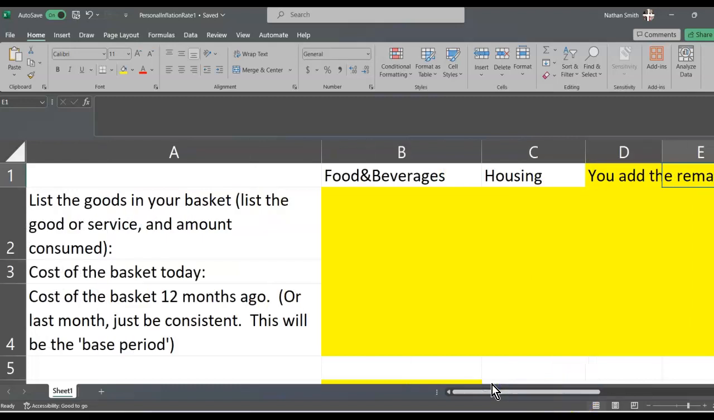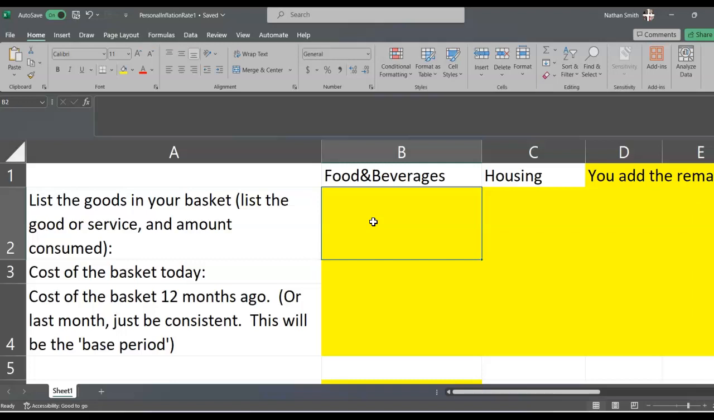What you're then going to do next is try to figure out how your cost of consuming goods within each component of the basket changed over time. So to make it simple, in each category, think of just the one good or service that comprised the majority of your total expenses within that category. Just literally one good or service.